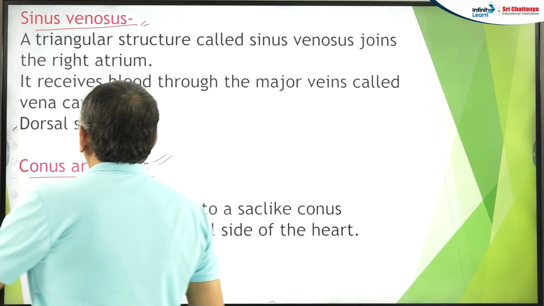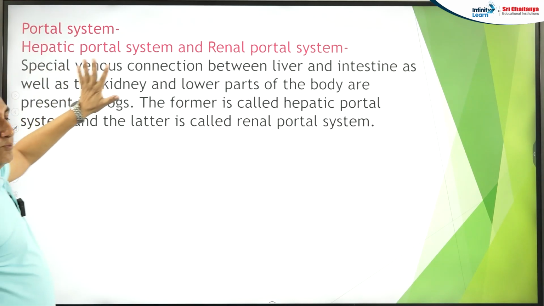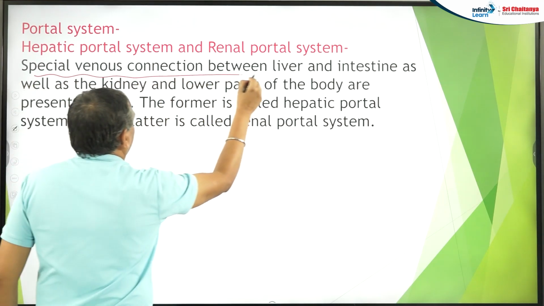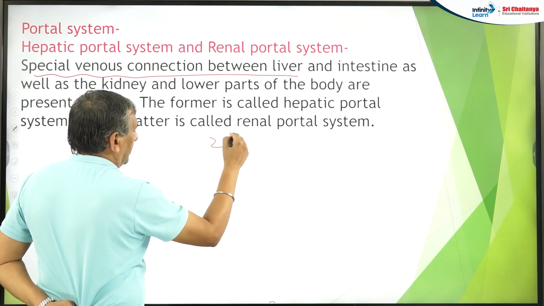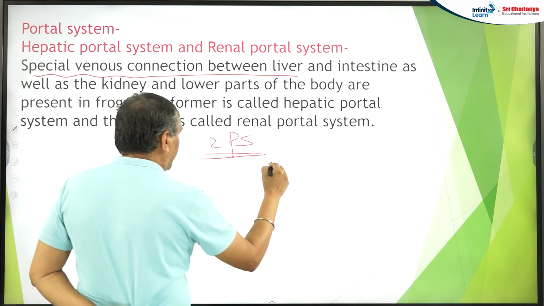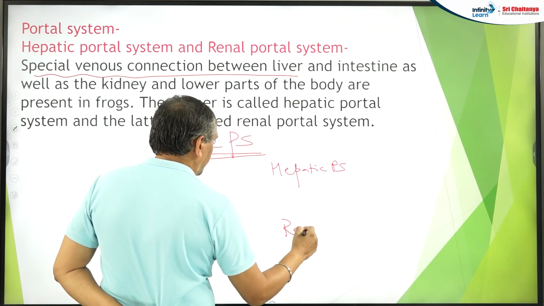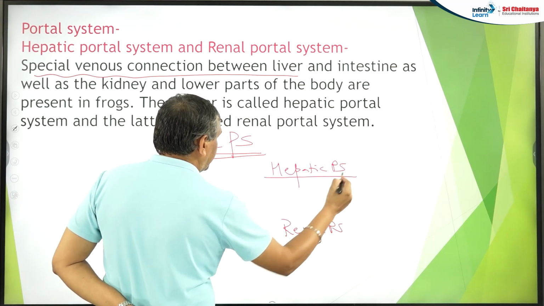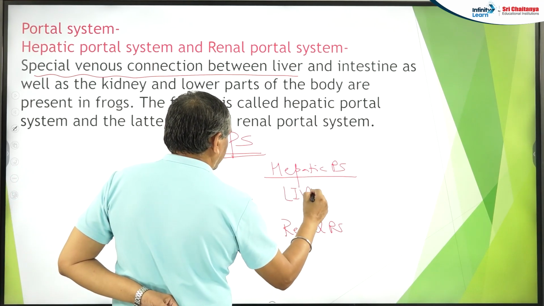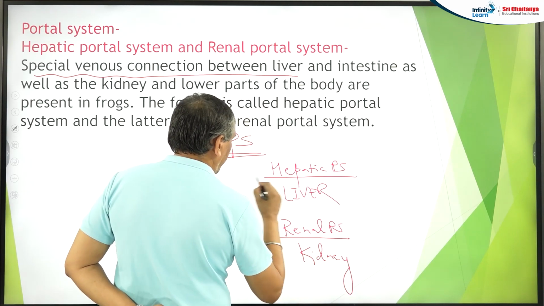Already we have seen the excretory system in frog. Related with it, one more thing is the portal system. What are portal systems? They are special venous connections, and frog has 2 portal systems. One is the hepatic portal system. Second one is the renal portal system. Hepatic means related to the liver, so this portal system ends into the liver. The other portal system ends into the kidney, so it is the renal portal system. Clear?